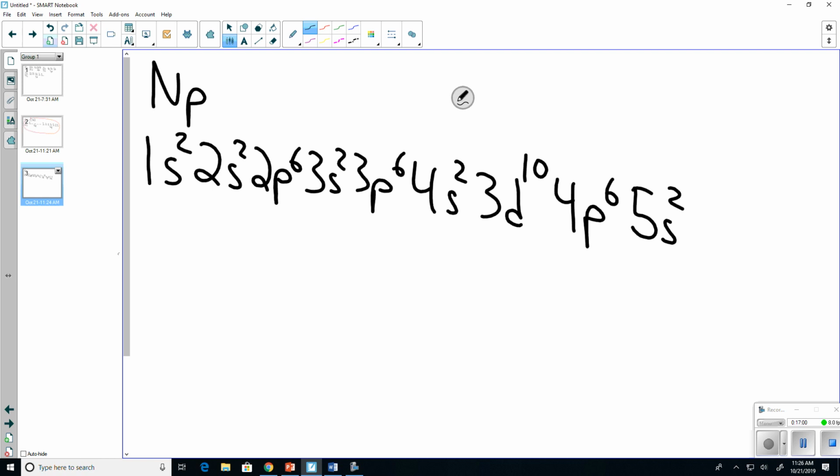Okay, treat it as a pattern. Treat it as reading your periodic table. What comes after 5s2? 4d10. What comes after 4d10? 5p6. Now I'm running out of room, so I'm going to continue on the next line down. Again, you judge how you need to. 5p6 got us to xenon.